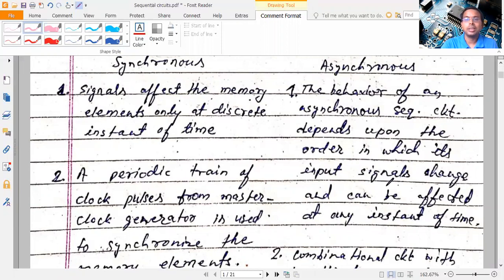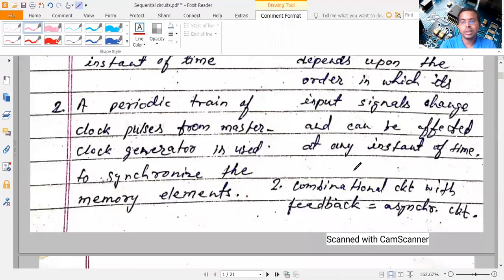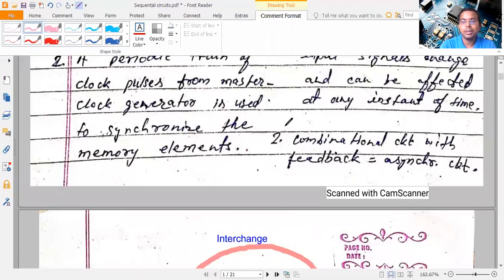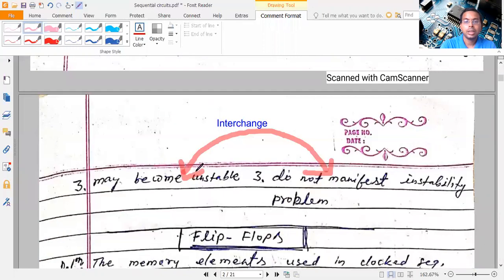But in synchronous, even if the input signal is changing, the output signal will not change. The output signal will change only after the occurrence of a clock pulse, and that clock pulse is generated by the master clock generator. But in asynchronous, at any time, based on the delay of the combinational logic, the output of the flip-flop can change, and the asynchronous circuit may become unstable sometimes. That's why people use synchronous circuits to remove the instability problem.